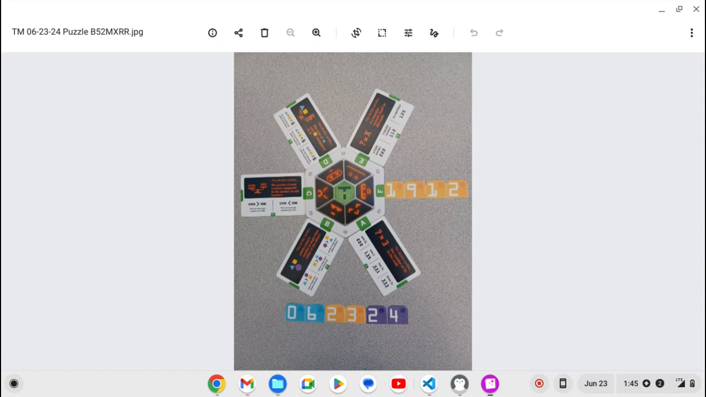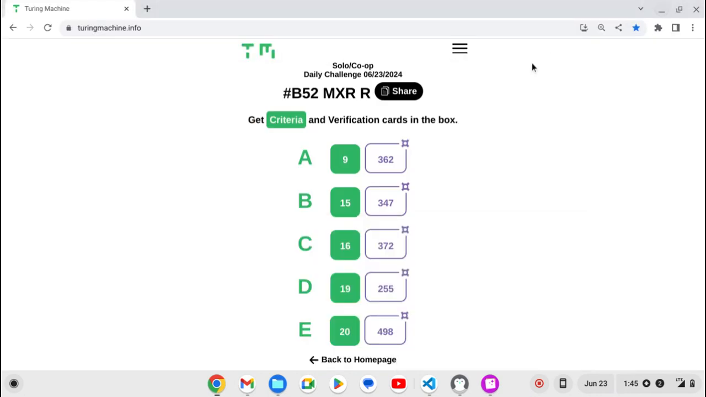Let's begin. Today's puzzle uses 5 criteria cards and 5 verification cards. Let's go to turingmachine.info for the details. Today's puzzle uses the following 5 criteria cards: criteria card 9, 15, 16, 19, and 20, and uses the purple verification cards. The code above is your way to get more information on today's puzzle by going to turingmachine.info and searching using the code. Let's solve.